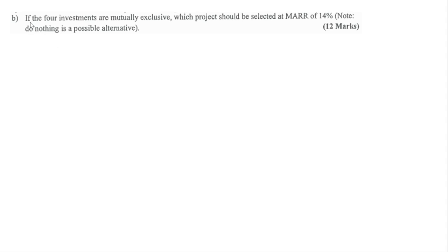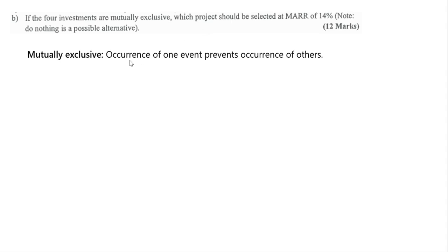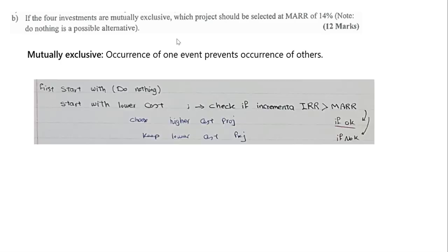In part B, if the 4 investments are mutually exclusive, which project should be selected at a minimum acceptable rate of return of 14%? When talking about mutually exclusive, it means that the occurrence of one event prevents the occurrence of the other. To solve this kind of question, there is a method. First, you have to consider doing nothing, considering none of them.